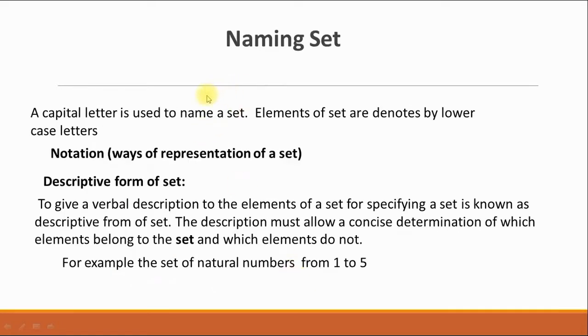Now naming a set. A capital letter is used to name a set. Elements of a set are denoted by lowercase letters.